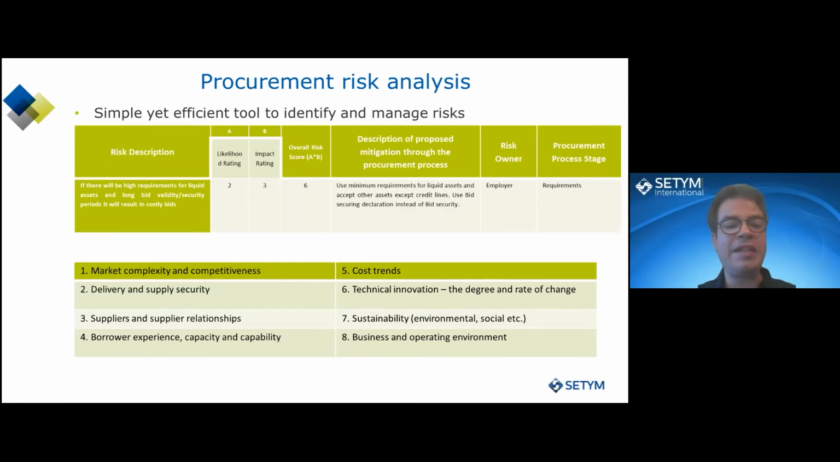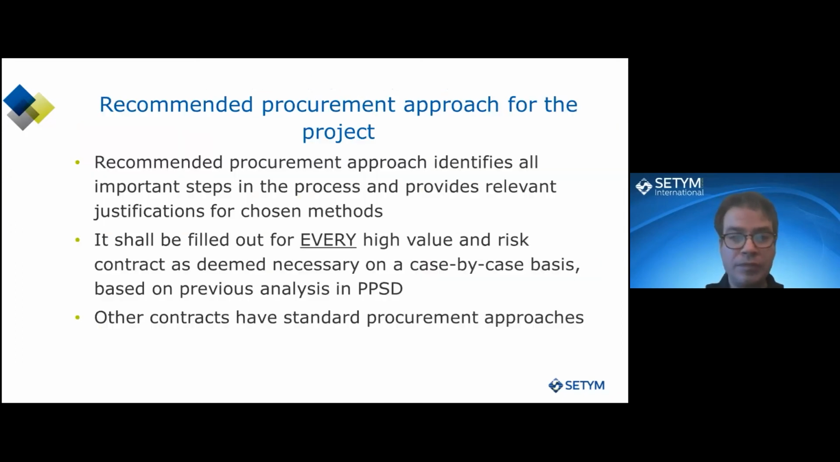There are 8 dimensions of risks that the World Bank has identified. I won't read them all, but it could be about delivery and supply security. It could be about the relationship with suppliers. It could be about sustainability, environmental, social, and so on and so forth. It could be about technical innovation. How new is it? It could be about your own experience doing something, and so on and so forth.